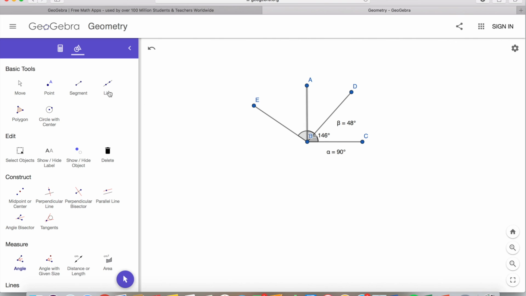See, now it shows that that is a 146-degree angle, which is an obtuse angle because it is still greater than 90 degrees, but less than 180 degrees.